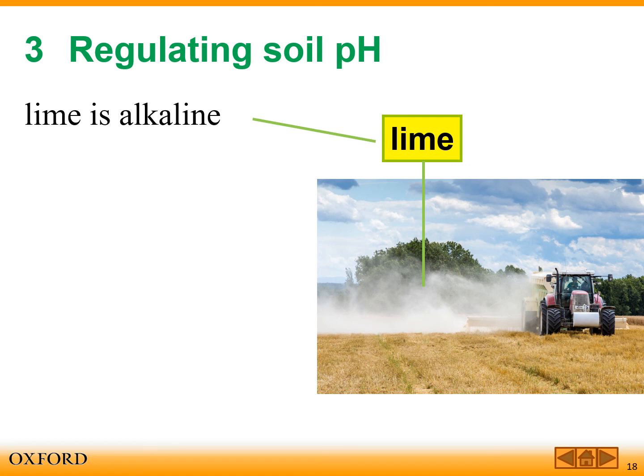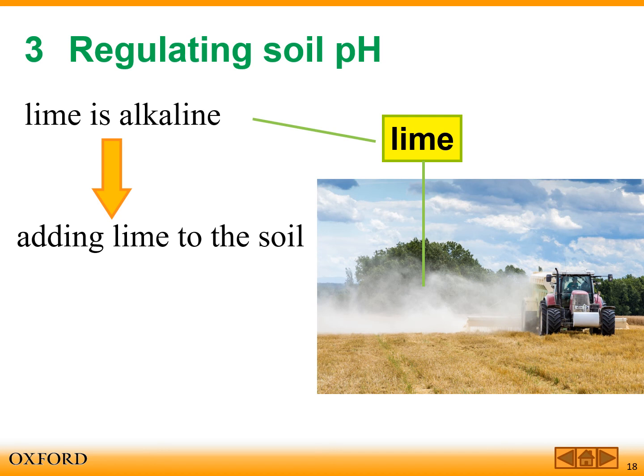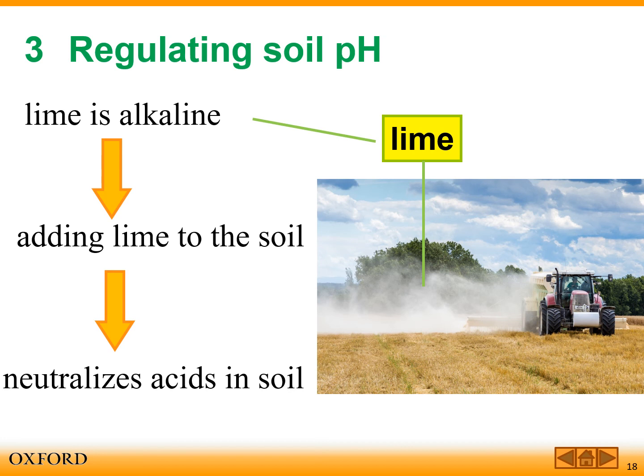And then for soil pH, plants cannot grow if the soil is too acidic or too alkaline. So something has to be added to regulate the soil pH. Usually we add lime. Lime is an alkaline. When we add lime into the soil, it neutralizes the acid in the soil.